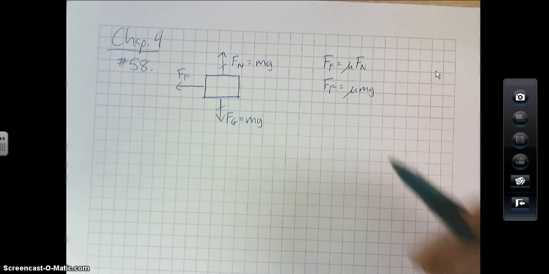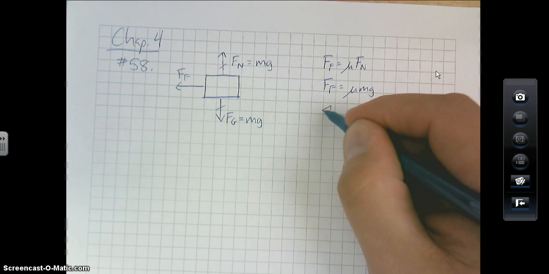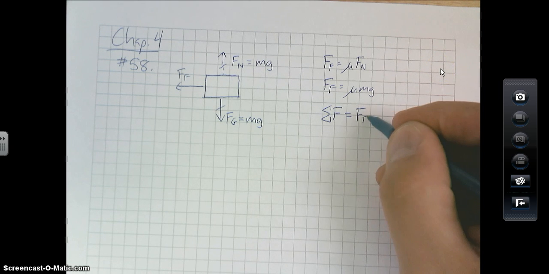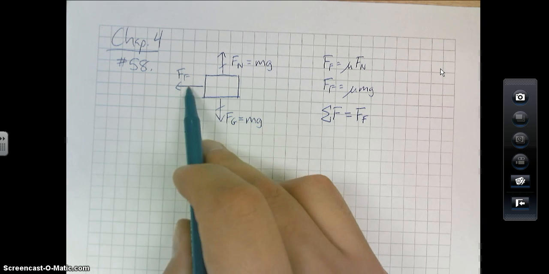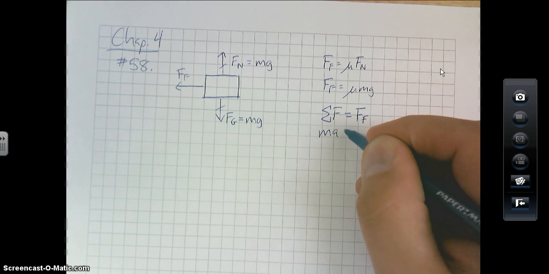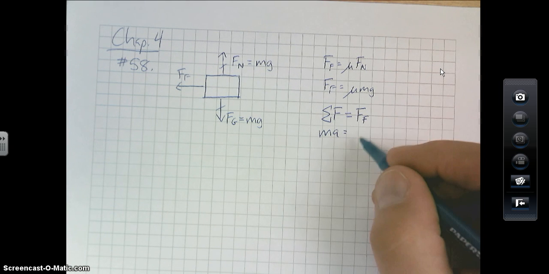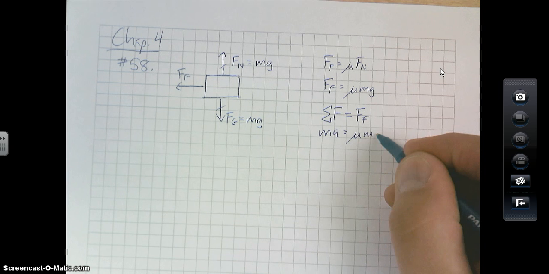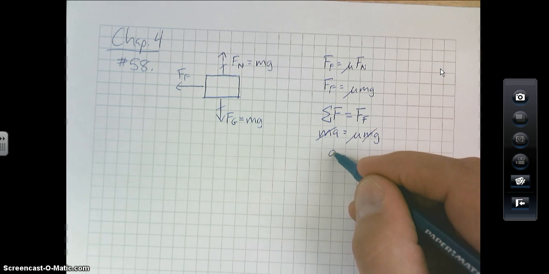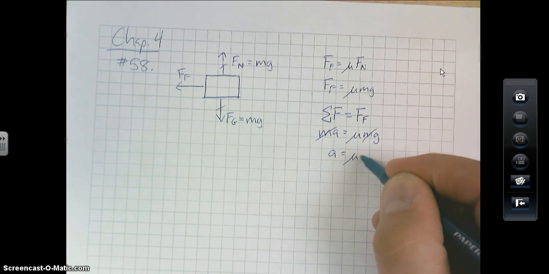Okay, and also in this case, the sum of the forces, or the unbalanced force, is the friction force. It's the only force that isn't canceled. Okay, therefore ma can be equal to the friction force, which is mu times mg. So the mass goes away, and I know that a is equal to mu g.